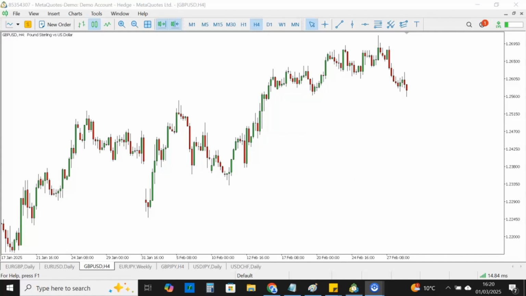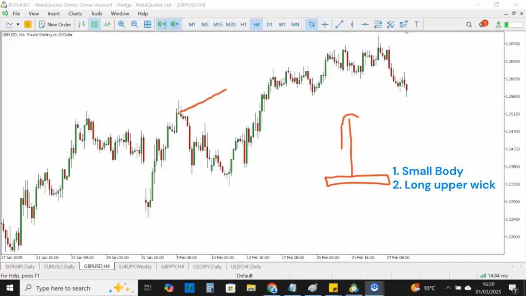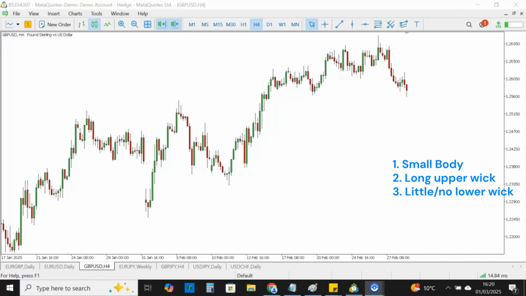So how do we recognize it? Regarding the shape, as said, it's a small body at the bottom, and it has a long upper wick, and that's the key. It's got to be long in relation to this small body down here. But if you're questioning, is it long enough? I'm not sure. Well, then it probably isn't. So that's the key, and also little to no lower wick.